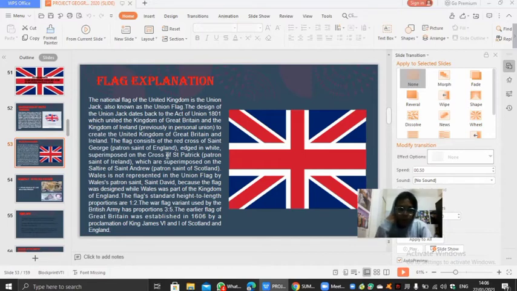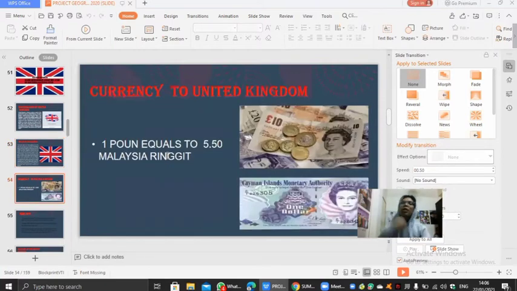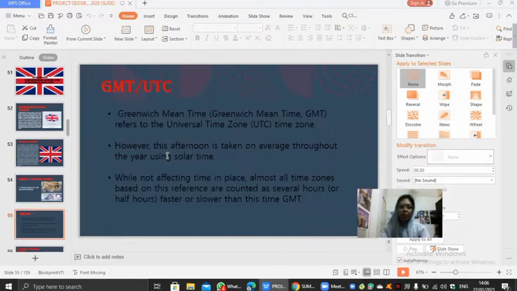The flag's standard height to length proportion is 1:2, and the war flag variant used by the British Army has a proportion of 3:5. The Union flag of Great Britain was established in 1606 by a proclamation of King James VI and I of Scotland and England. Next is the currency of the United Kingdom, £1 equals 5.50 nation.